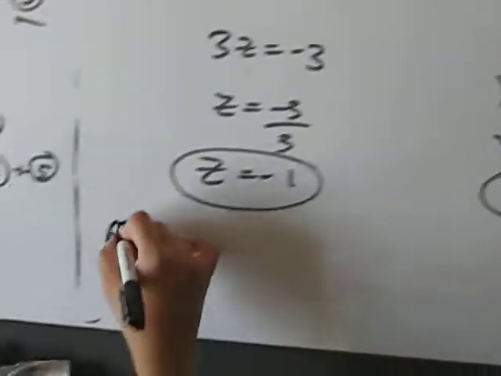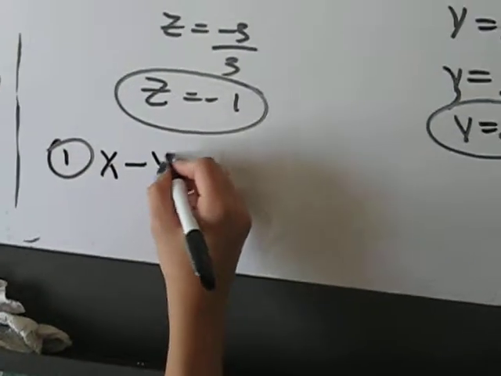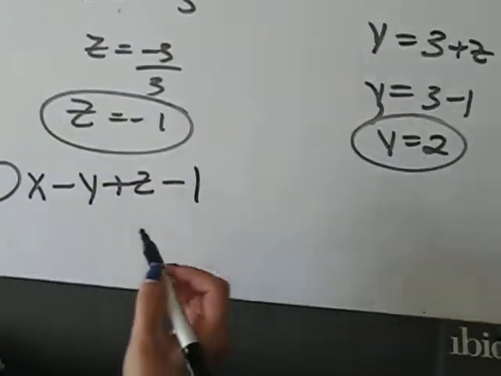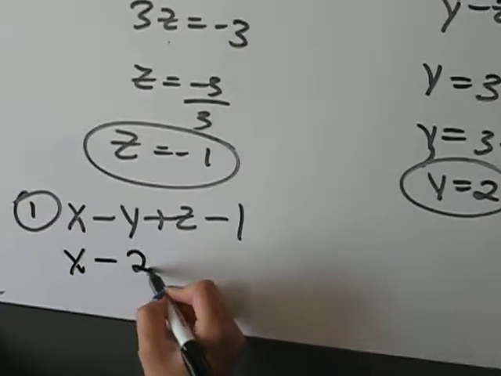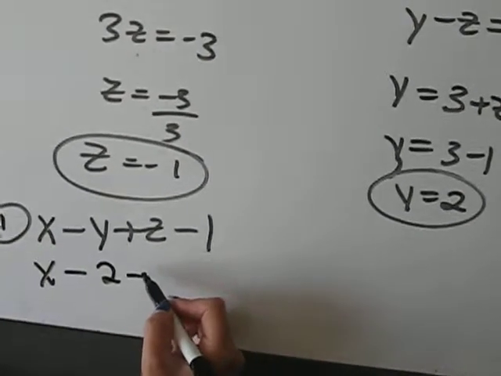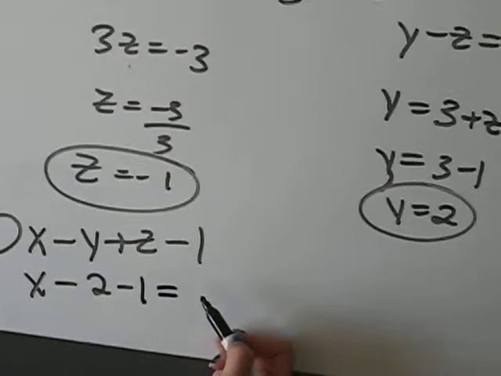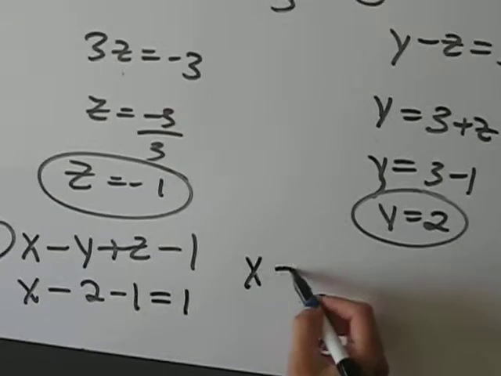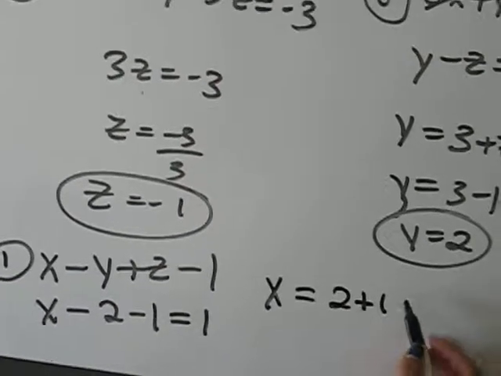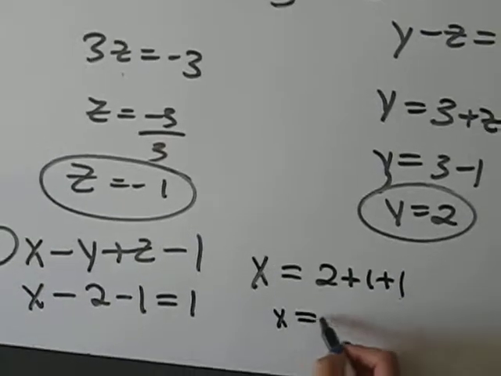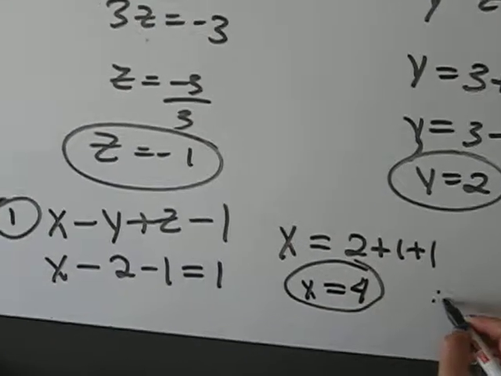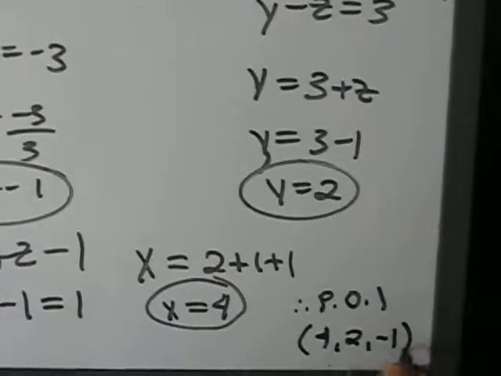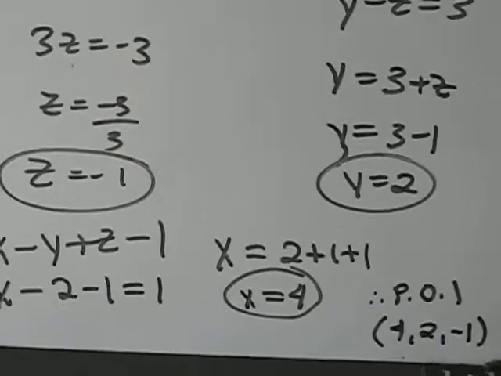Now putting it in the last and final equation, which is number 1, x minus y plus z equals 1, you would have x minus 2 minus 1 equals 1. Then you would isolate x, which would just be x equals 2 plus 1 plus 1, so x equals 4. So therefore, your point of intersection would be 4, 2, and -1. That is how you solve a system of equations.